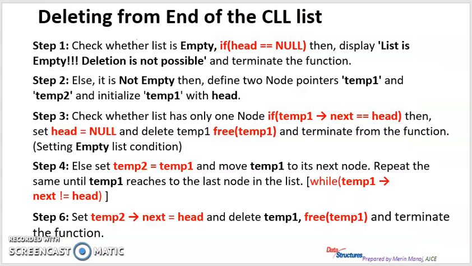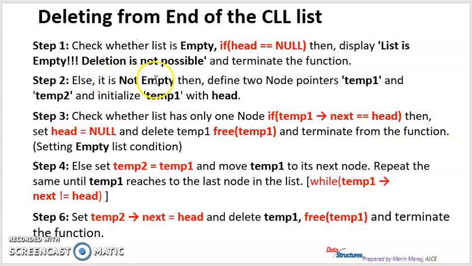Let's see the algorithm for deleting from the end of the circular linked list. So in any of the deletion algorithms, first we will check whether the list is empty. And we will check whether the list is empty by the condition if head equal to null, then we will display list is empty and deletion is not possible, and we will terminate the function.